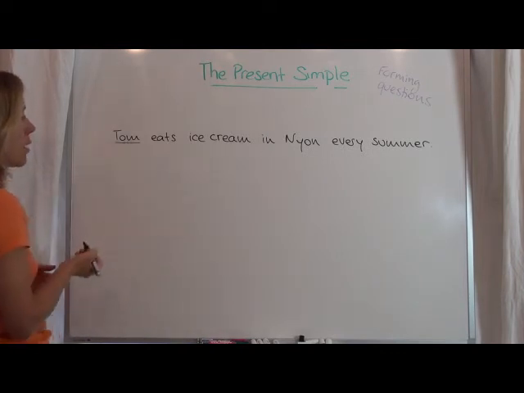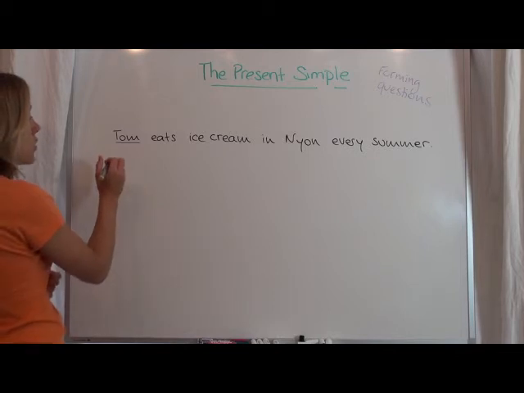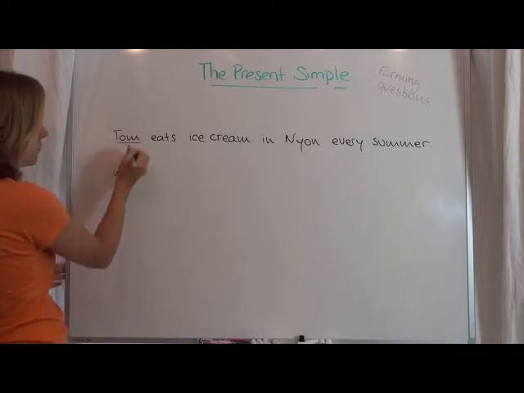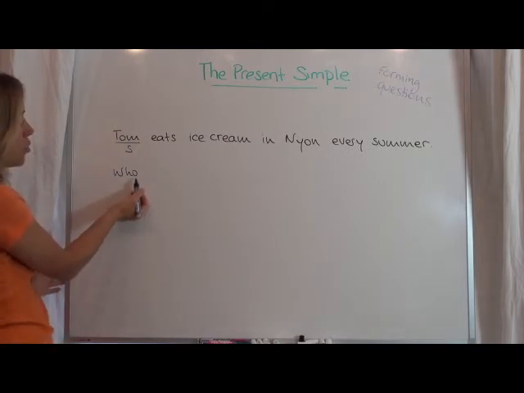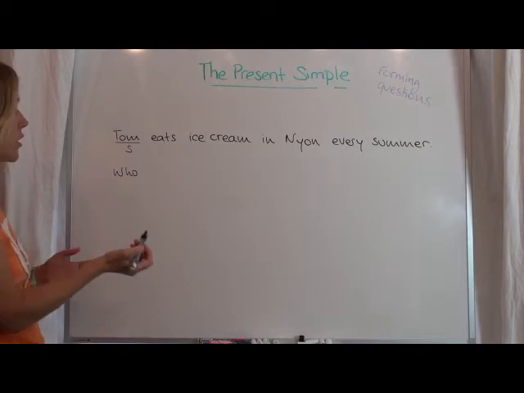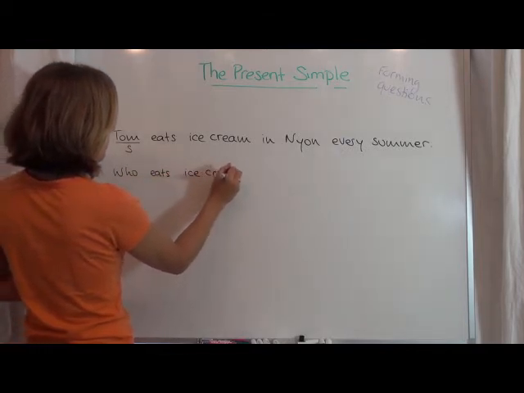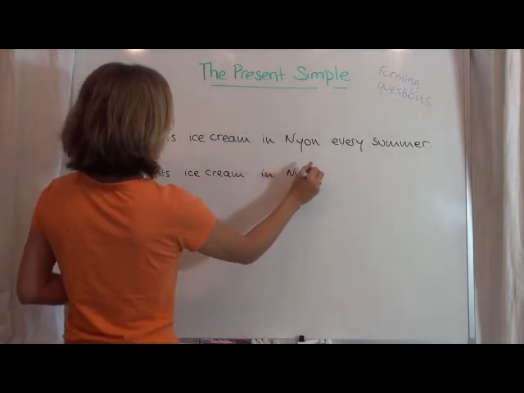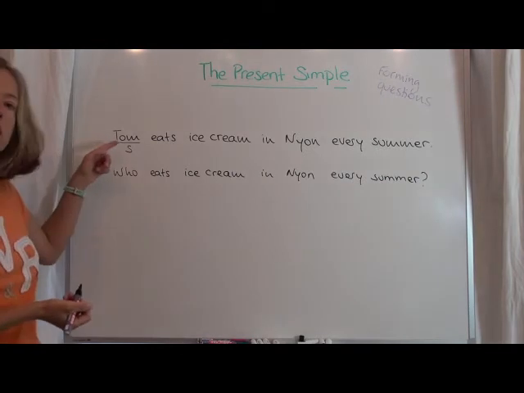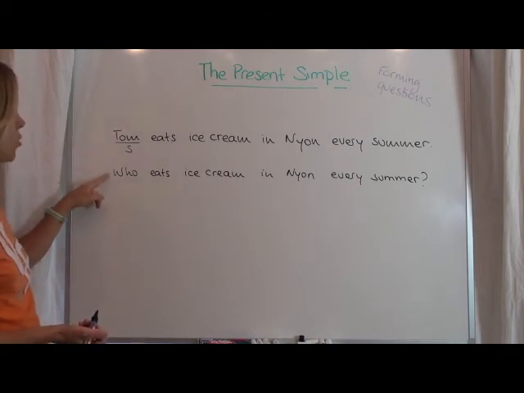So Tom being a man and a person, the WH word corresponding to Tom is who, and Tom is the subject. So who is already in the first place, so we won't have to change anything. As I said, WH words always come in the first position, so as it's already in the first position, nothing changes. Who eats ice cream in Nyon every summer? Well, the answer is Tom. Tom eats ice cream in Nyon every summer. As Tom is in the subject position, this is called a subject question.